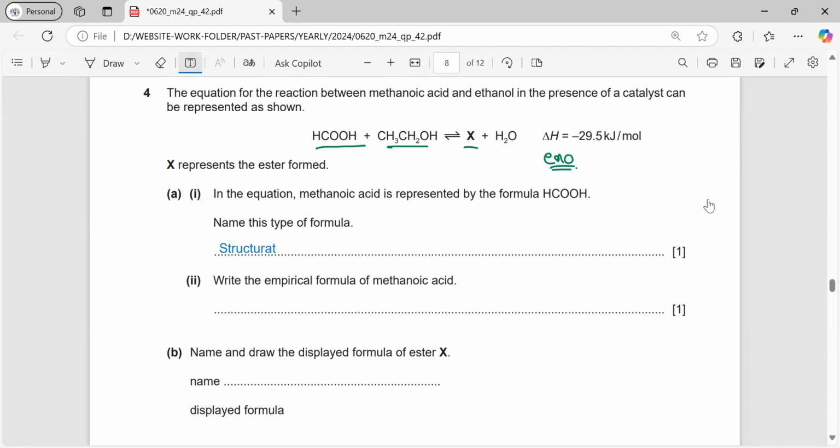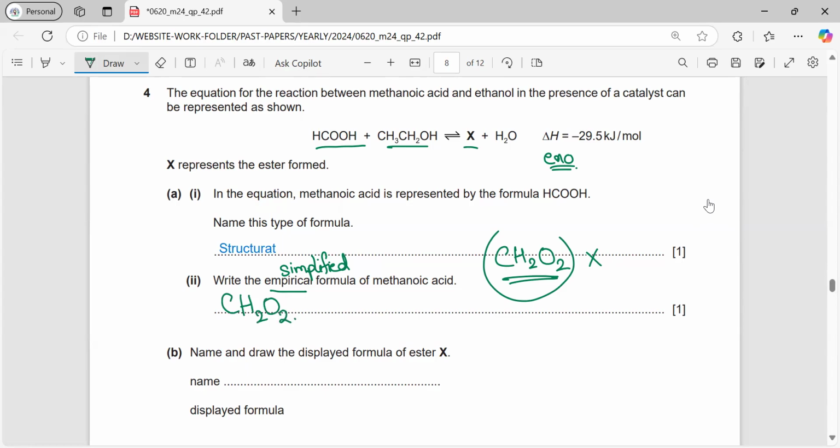Write the empirical formula of methanoic acid. Empirical formula is the simplified formula. So we will simplify methanoic acid. Methanoic acid is CH2O2. Now, as you can see, this formula cannot be simplified, so the same molecular formula will be the empirical formula also. Otherwise, if it could be simplified, then we will simplify and then write it over here.